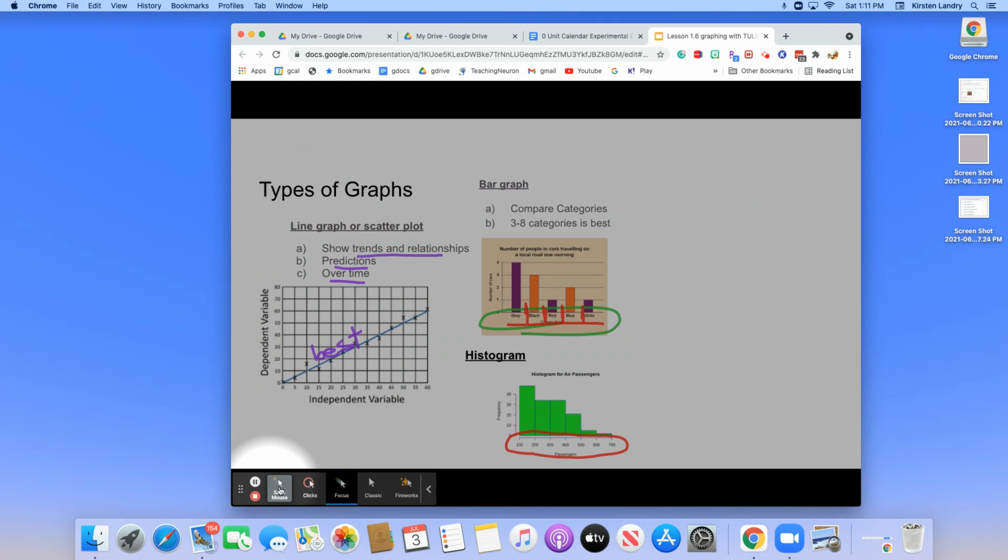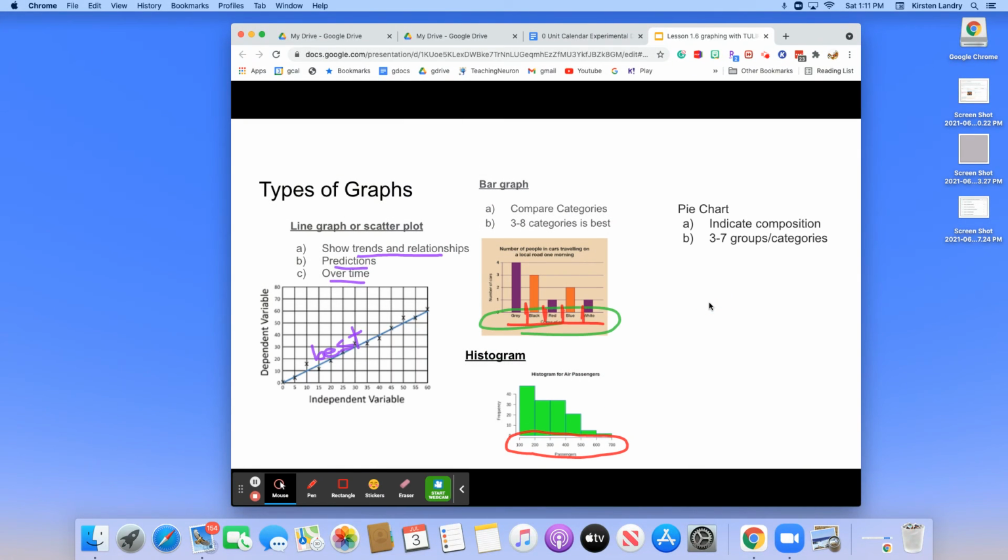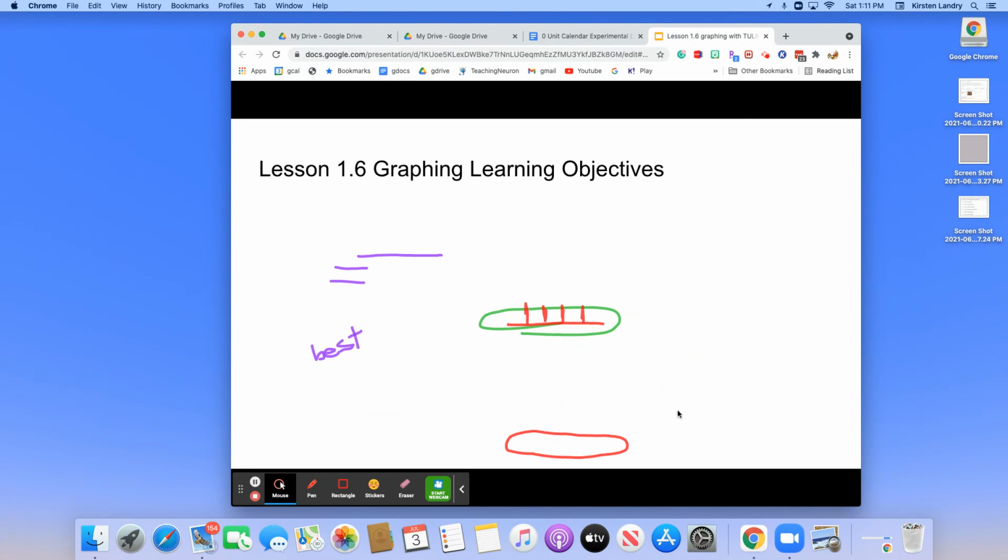And then finally, we have pie charts. You guys love pie charts. We probably won't be doing very many pie charts. These are used a lot just to make the data look pretty, but they're used to indicate composition. So how much of a whole does each piece take up? Again, 3 to 7 categories is probably best. If you get too many, it starts to get kind of confusing. Here's a favorite type of movie. 20% picked comedy. I would have expected that to be a bit higher. But that's the types of graphs.